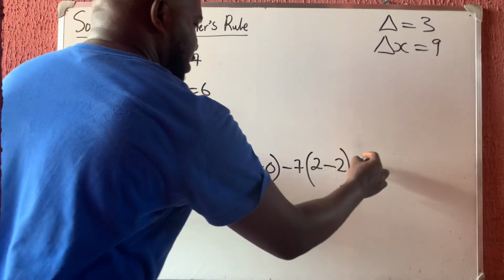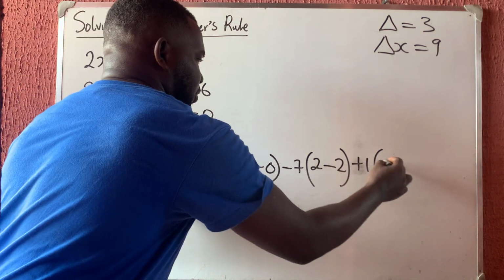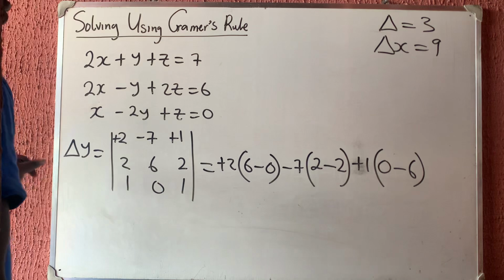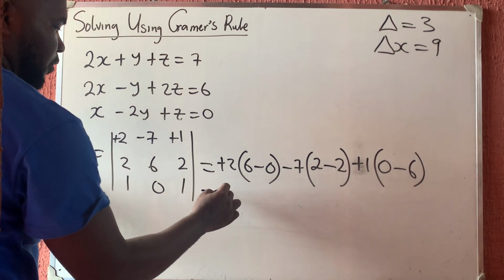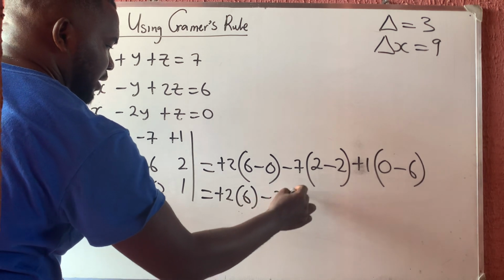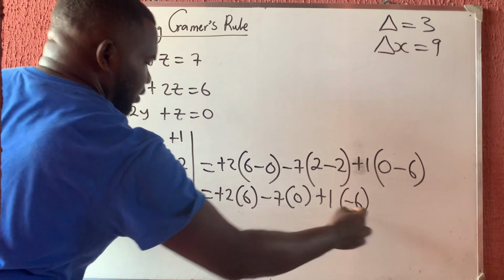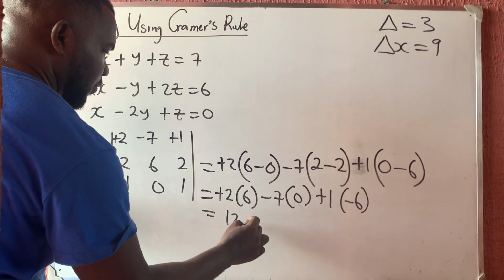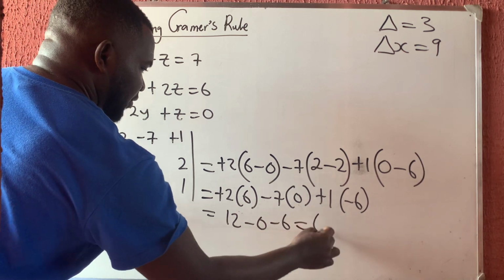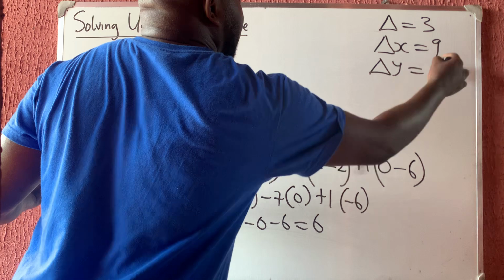So the last person I'm picking is plus 1. You open bracket, close here. This time this is 0 minus this time this is 6. You must go left before you go right. It's a must. So you have plus 2 into 6, okay, minus 7 into 0, then plus 1 into minus 6. So what do we have? This is 12 minus 0 minus 6. So I'm having 6. So therefore, our change in y gave us 6.